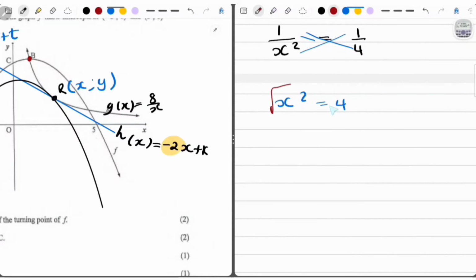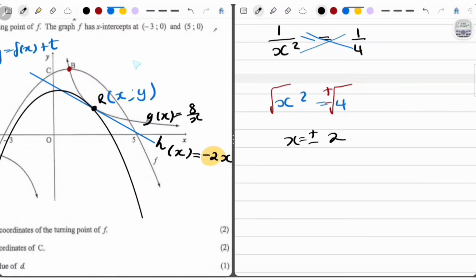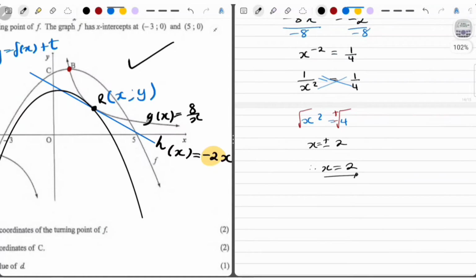Solve for x. If you square root both sides, you're going to have to say plus minus. x is equal to positive or -2. But they told us that r is in the first quadrant. So x is equal to +2. So there, we got the x value of r.